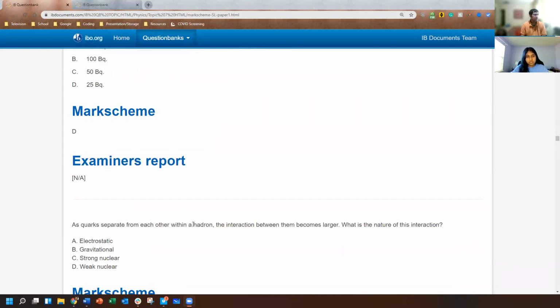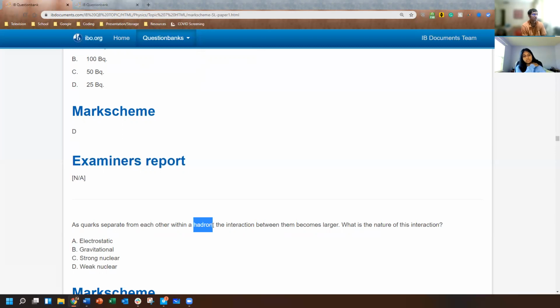Quarks separate from each other within a hadron. Okay, so a hadron has 3 quarks, right? Well, it can be 3 or 2, it doesn't matter. Baryon has 3. A hadron just means it interacts with the strong force and is made up of quarks, or antiquarks. Baryon means it's 3, and the other one is meson. Meson has 2.